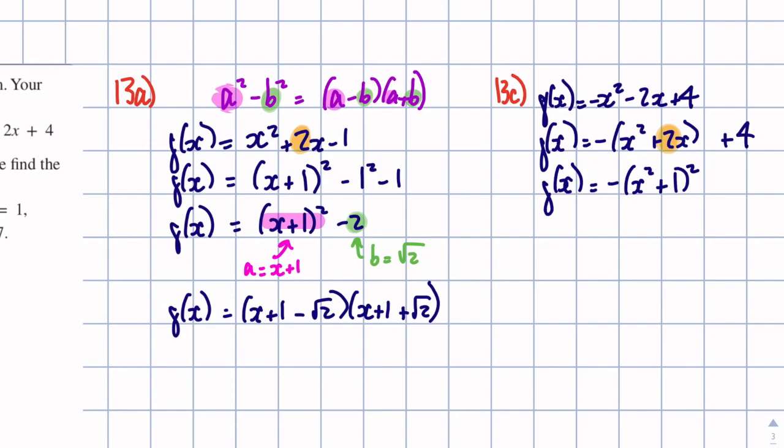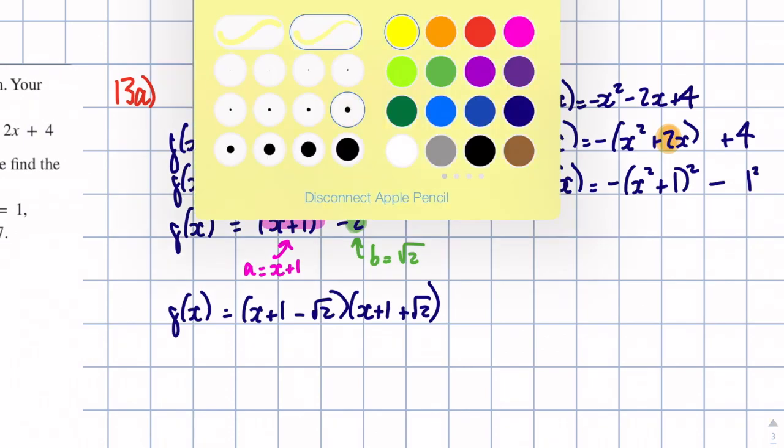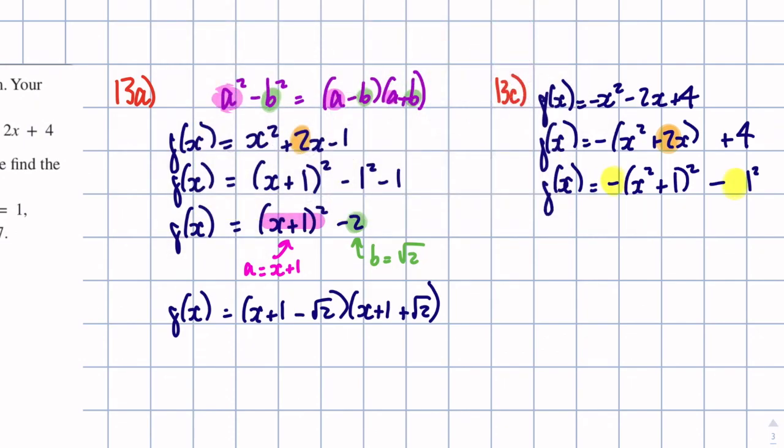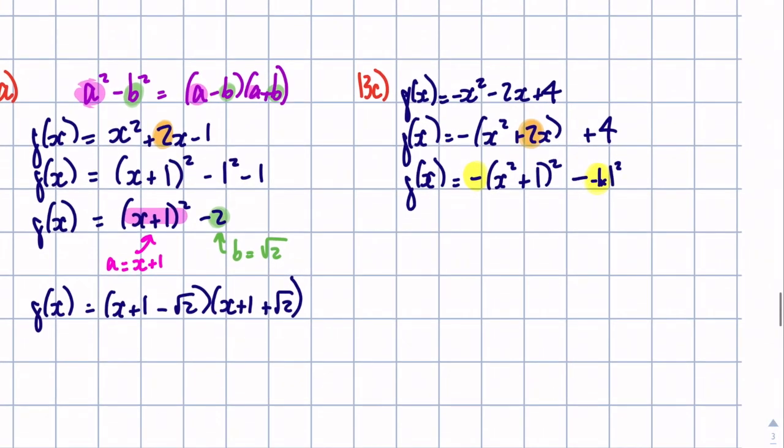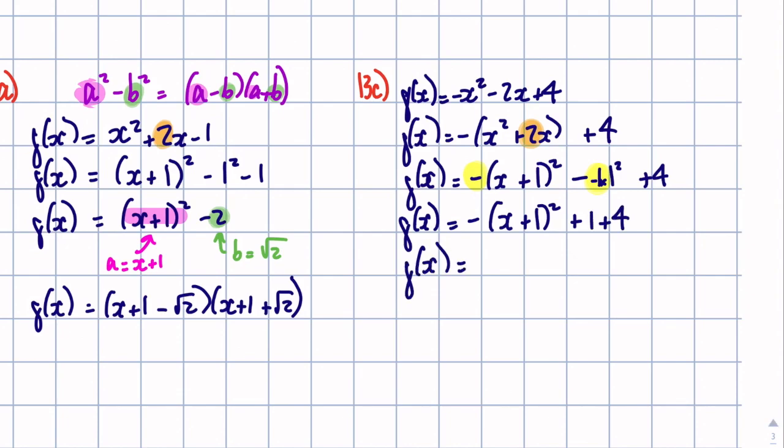That 2x is what I'm going to halve, so I get f of x equals negative x squared plus 1 squared. No, I'd want to just normally do minus 1 squared, but I've also got this minus hanging on here, so I'm going to have to multiply it here. So that minus 1 times 1 squared plus 4 at the end. So f of x equals minus out the front of x plus 1 squared plus 1 plus 4. So I get f of x equals minus x plus 1 squared plus 5.